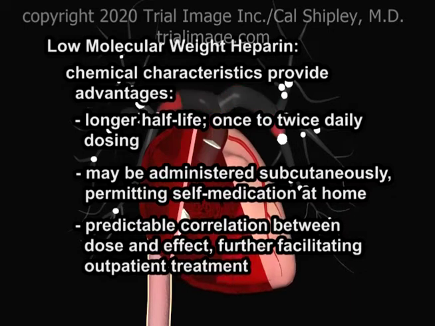And perhaps of greatest importance, low molecular weight heparin has a very predictable correlation between dosage and anticoagulant effect, eliminating the need for regular monitoring of coagulation function. This characteristic further facilitates outpatient treatment for selected patients with pulmonary embolism.